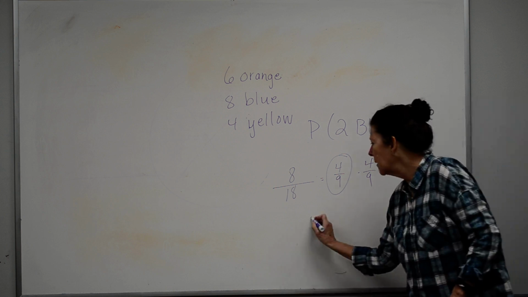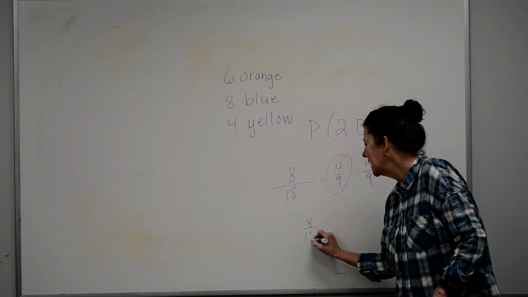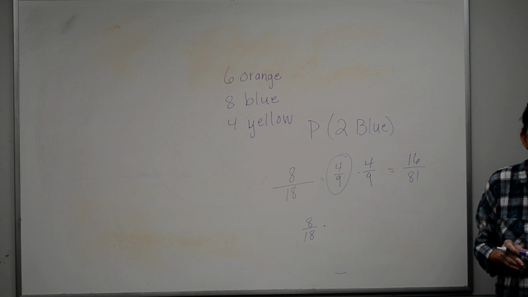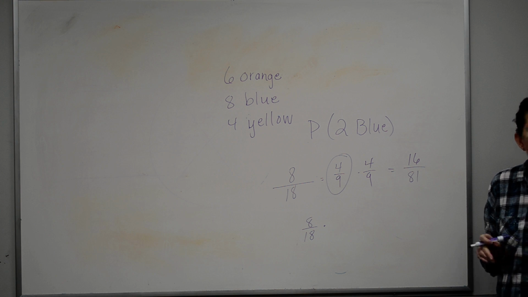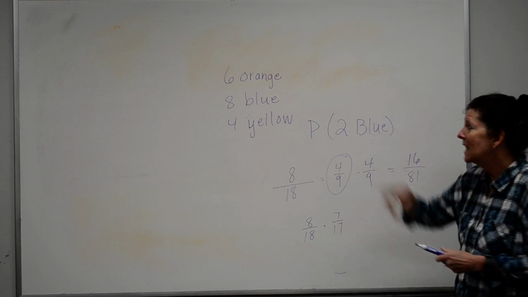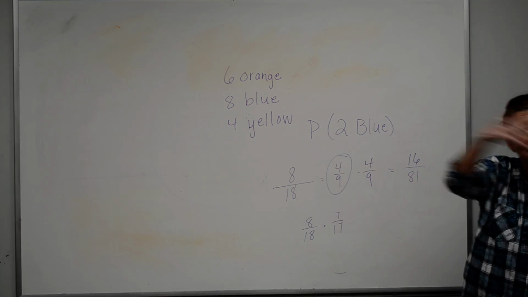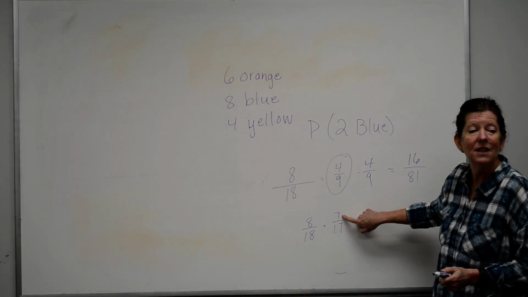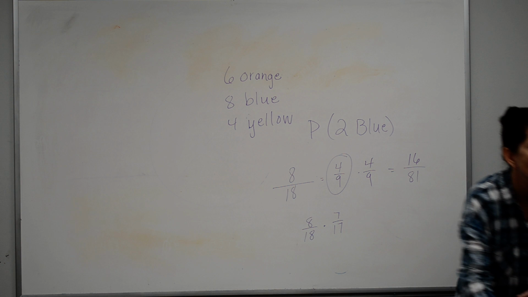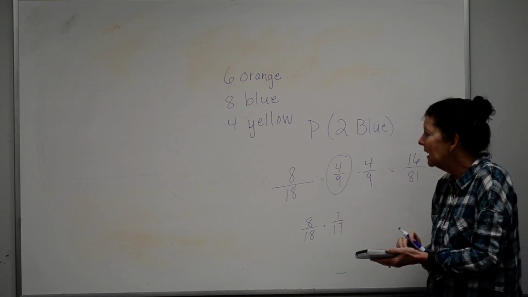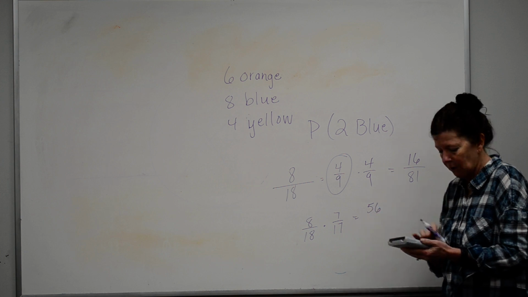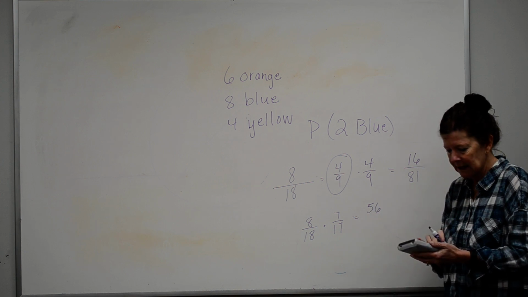So the first time I would have an 8 over 18. How does that change for the second choice if I don't put the marble back? 7 over 17. Okay, because I've taken one of those blue out of the mix. So now I only have 7 blue, and I only have 17 marbles. Okay, so the probability, if I don't put it back, would be 56 over, let's see, 18 times 17.